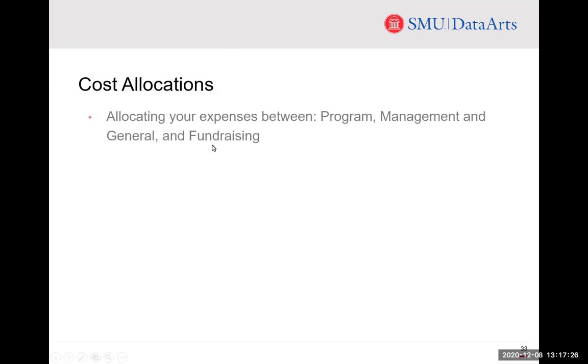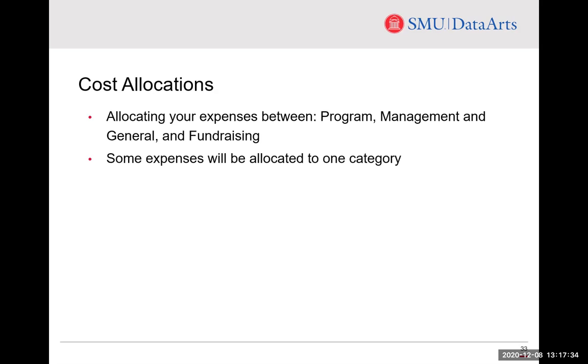Now, these allocations between program, management in general, and fundraising are not new to the data profile, but they can be a little tricky, so I want to take a moment to talk about them. So you'll allocate your expenses basically by going through the major expenses you have and deciding where they fit. Some expenses will be allocated to one category. So an example where this will be pretty clear is all the costs you incurred for your arts education workshop would probably be considered program costs.